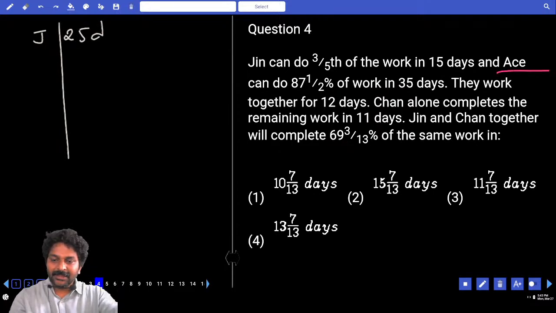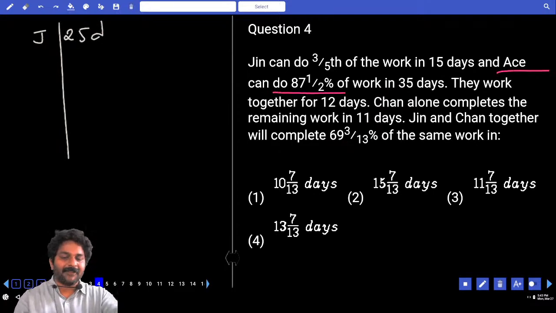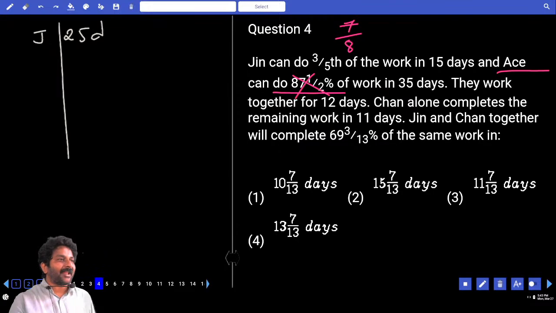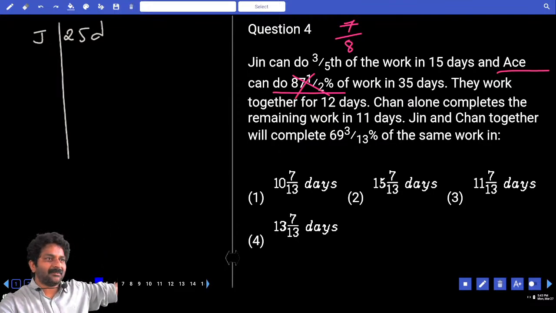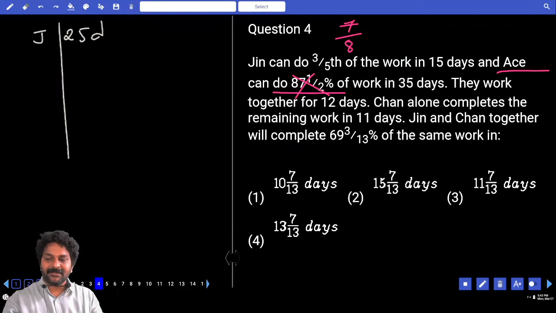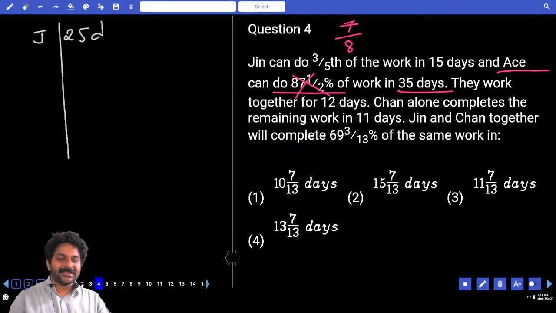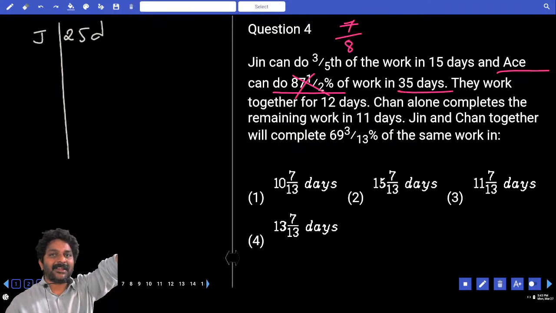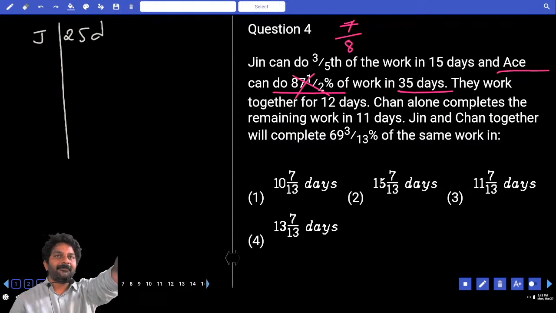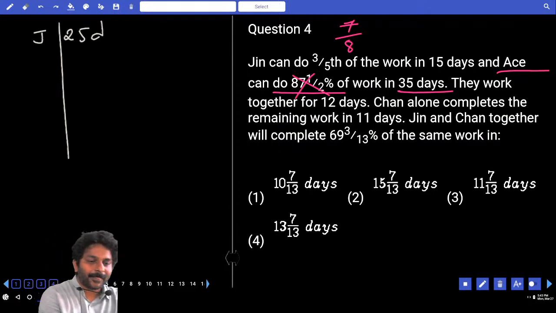Next, Ace can do 87.5%. The moment I see 87.5%, you can write it as 7/8. It is a fractional form, right? In the percentage chapter, the first thing we learn is conversions, isn't it? 87.5%, 7/8 of the work is done in 35 days. 7 floors constructed in 35 days, 1 floor 5 days. Total 8 floors. Ace can complete the work in 40 days.